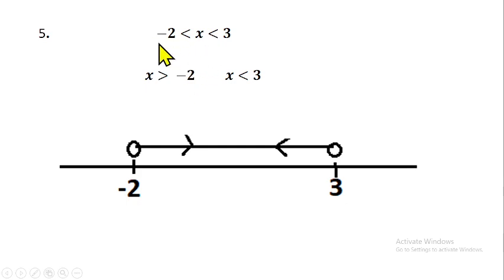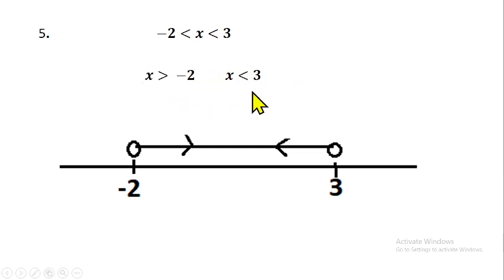Look at it. -2 is less than x. What does that mean? That means x will be greater than -2. That's what it means. So -2 less than x can be written as x is greater than -2. Then that's one statement, or one inequality. Then here you are now having x is less than 3. That is this one. So we have broken this compound inequality into simple inequalities. I hope you understand that.